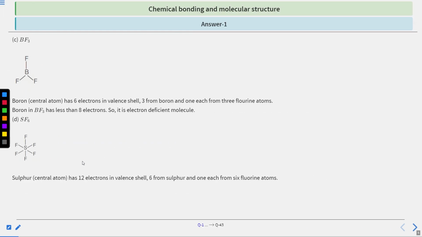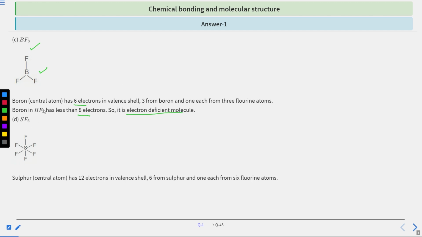Option number C is BF3 and this is the structure of BF3 and boron here is the central atom having 6 electrons in the valence shell: 3 from boron and 1 each from the 3 fluorine atoms attached to it. So boron in BF3 has less than 8 electrons as it has only 6 electrons. So it is electron deficient molecule.